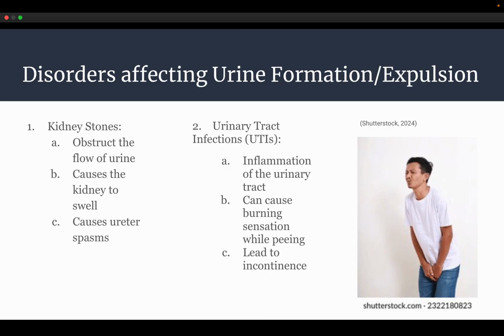Now that we've covered the entire urinary system and its processes, we're going to look at some disorders that can affect the formation and elimination of urine. The main disorders that affect this process are kidney stones and urinary tract infections, which could result in incontinence. Firstly, kidney stones obstruct the flow of urine, causing the kidney to swell and the ureter to spasm, which can be very painful. UTIs cause inflammation of the urinary tract and a burning sensation while urinating, and can result in a loss of bladder control, or incontinence. However, all of these disorders can be mitigated or avoided entirely by practicing behaviors such as stopping smoking, losing excess weight, cutting down on caffeine and alcohol, and many more.